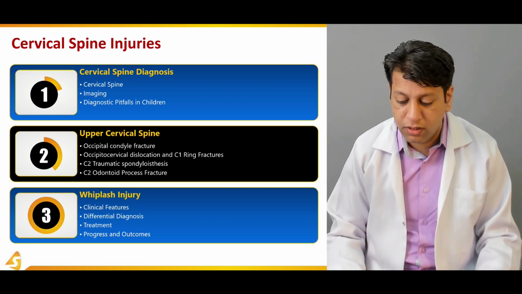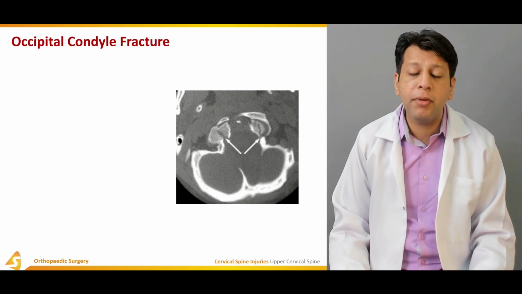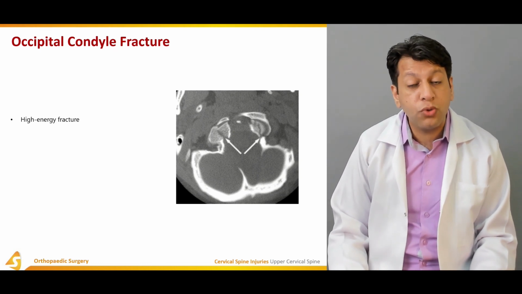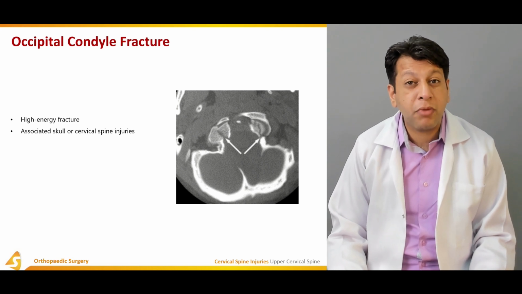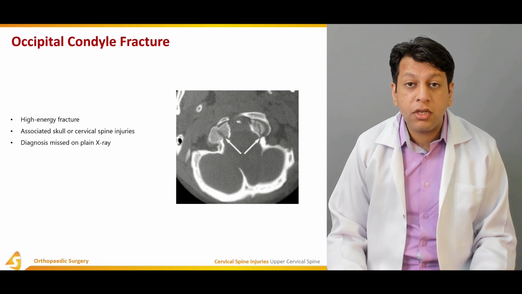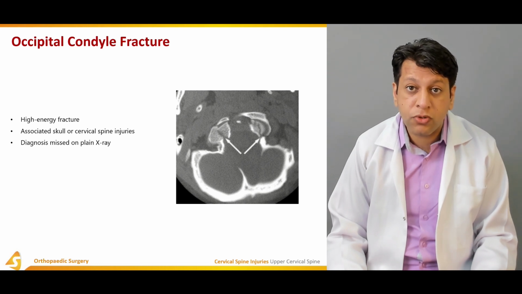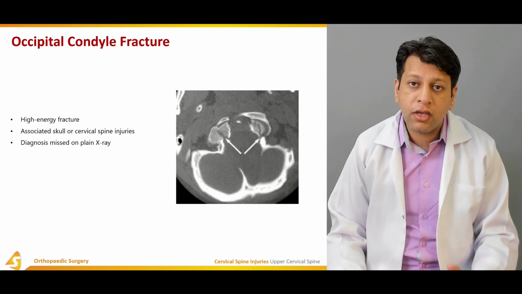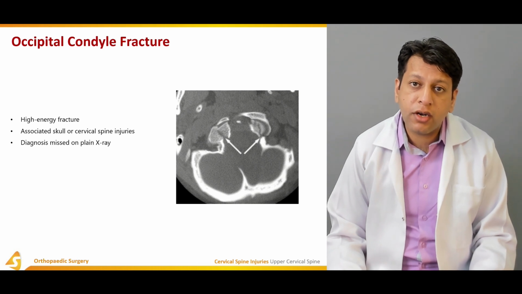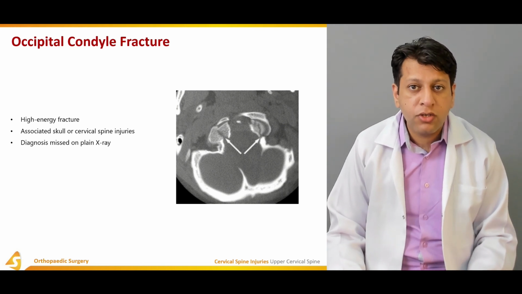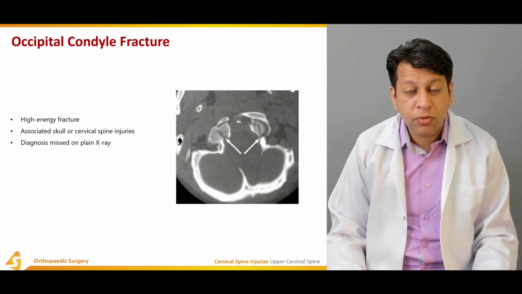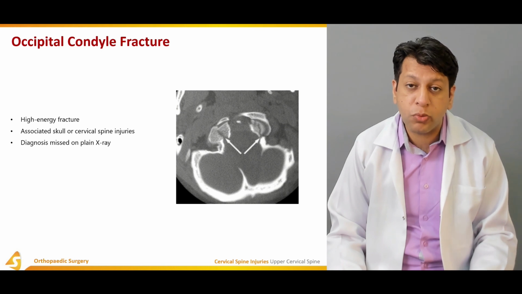the C2 vertebra. Coming to the occipital condyle fractures, usually a very high energy trauma injury associated with skull or cervical spine injuries. Diagnosis can be easily missed on the plain x-rays, because when taking AP or lateral views, we rarely take the whole of the skull along with it, because usually the idea is to take the cervical spine along with the T1. So it can be easily missed on the x-rays, and we need to be very careful when we are looking at it, because there may be associated tenderness over the occipital region.